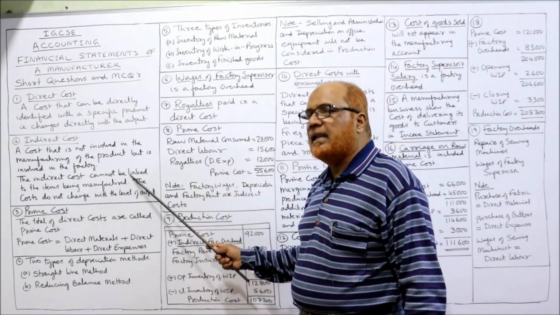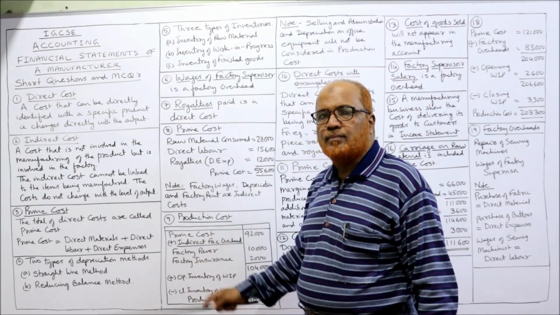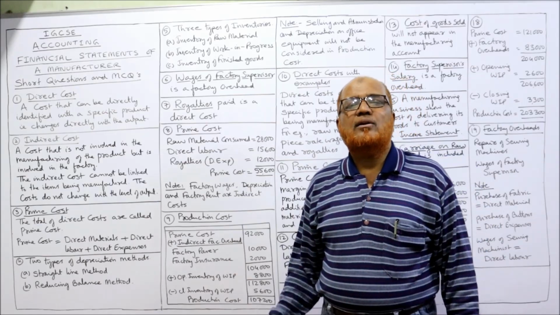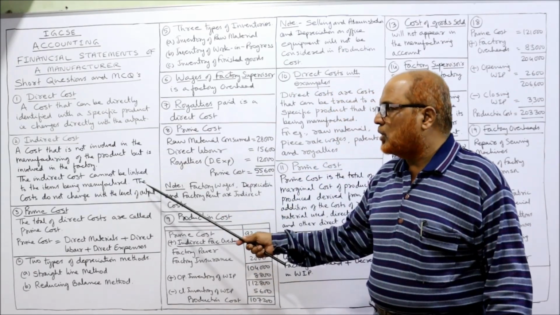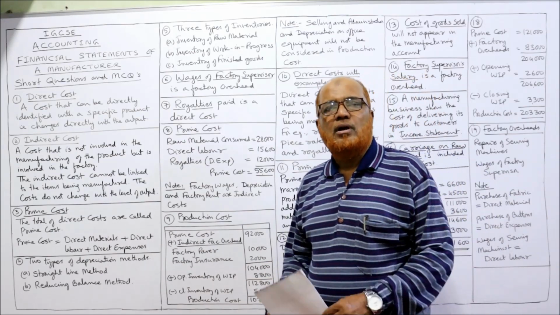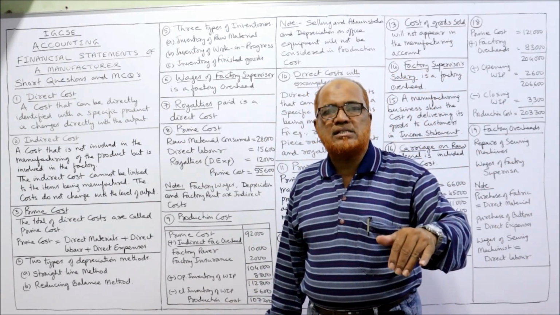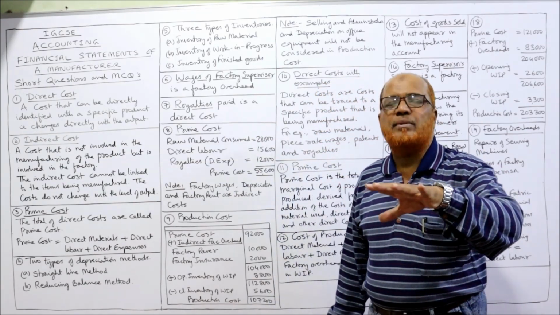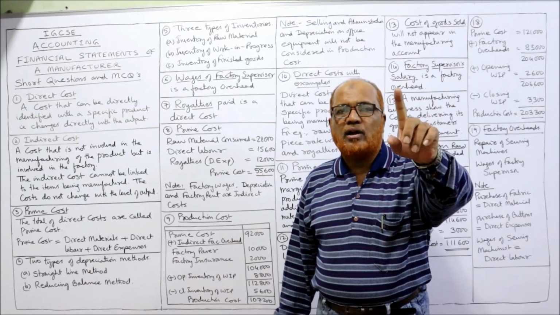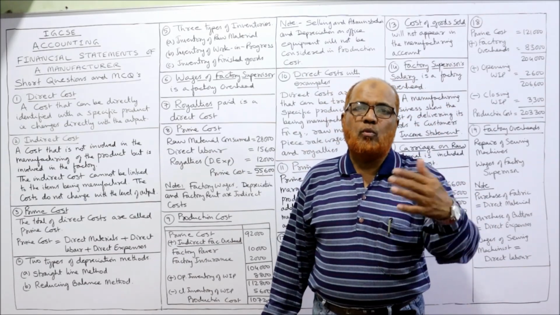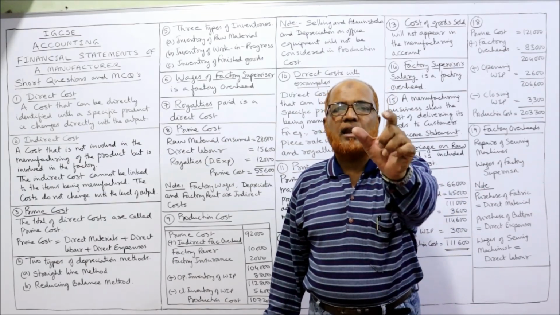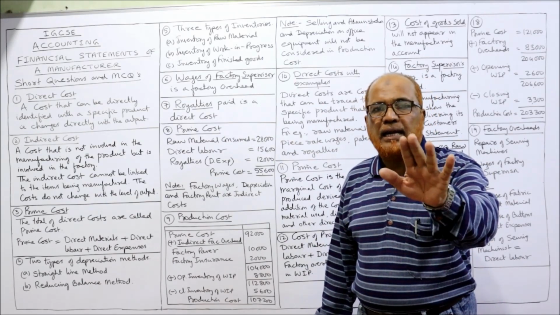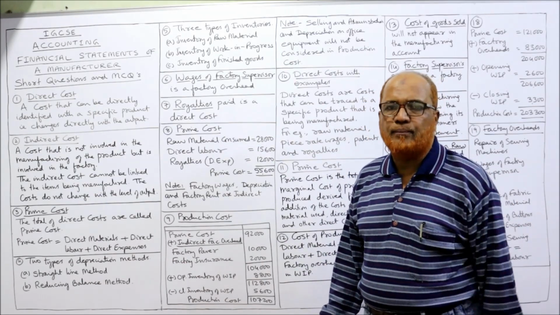The indirect cost cannot be linked to items being manufactured. It cannot be directly linked with a particular product. The indirect cost is incurred on all the products, so the costs do not change with the level of output. Whether the output is more or less, the indirect cost will remain the same. Example, the rent of the factory premises. The rent paid is not related with the production. Whether we produce more goods or less goods, the rent of the factory will remain the same. So these indirect costs are not linked with the output.